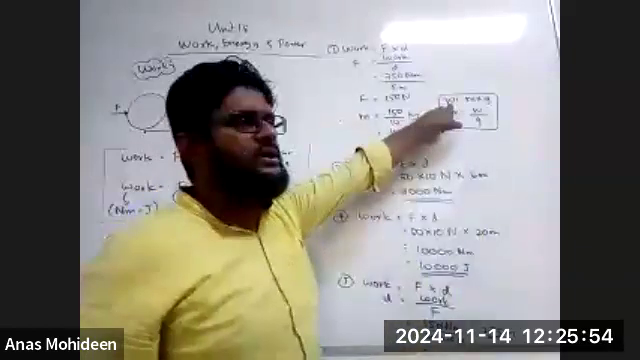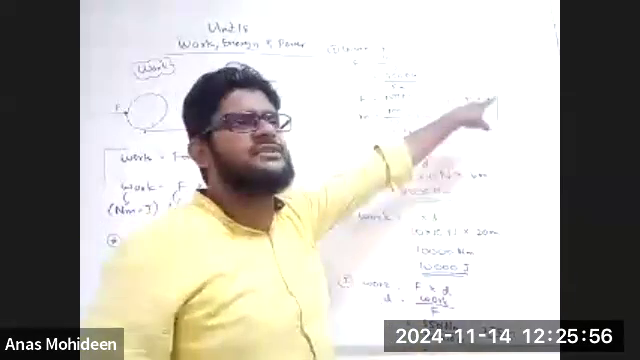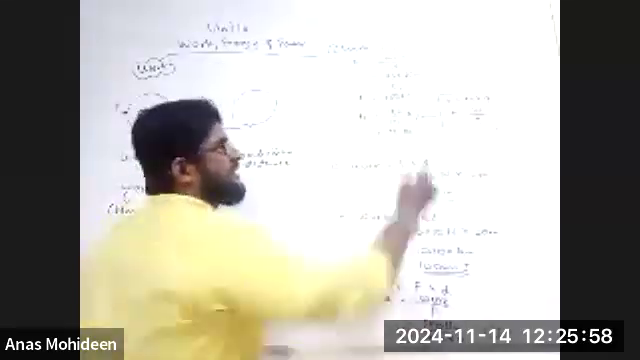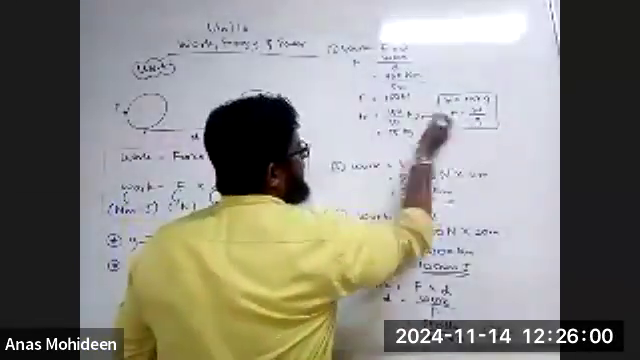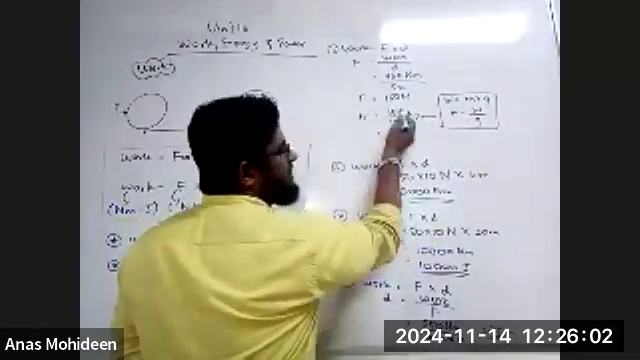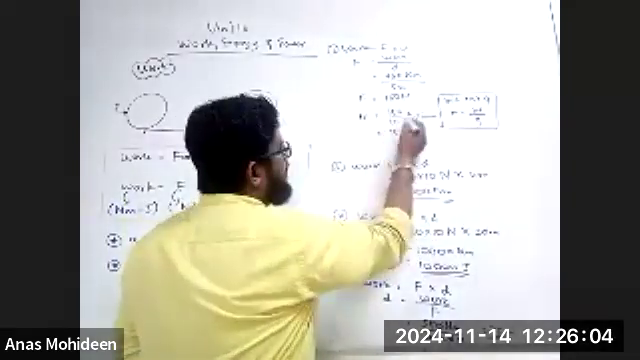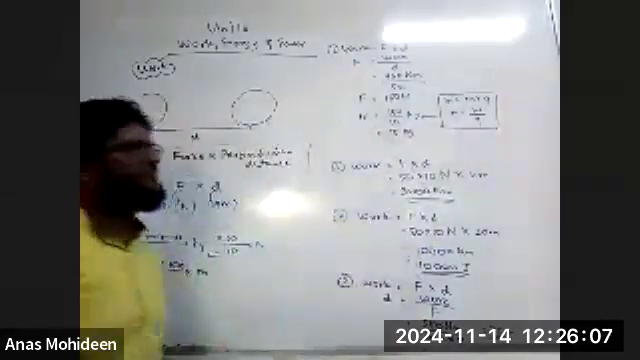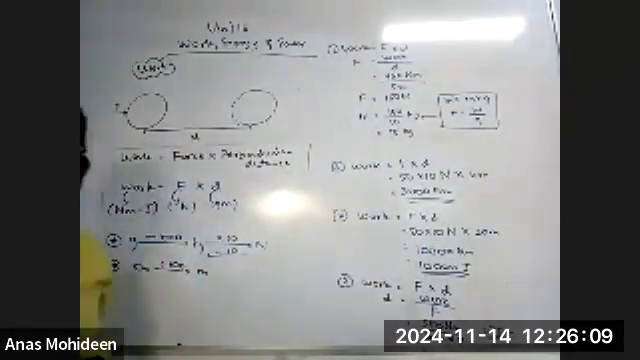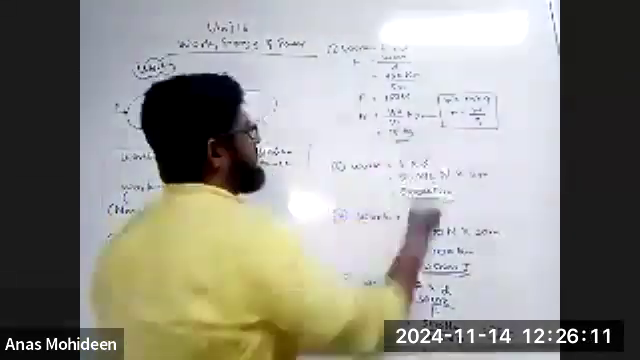Weight is equal to mass into gravity. That is the relationship between weight and the mass. So the mass should be equal to weight over gravity. Weight is 150. Force means the weight, right? Gravitational force is weight. 150 Newton divided by the gravity, 10. Okay, so this is our answer: 15 kg.